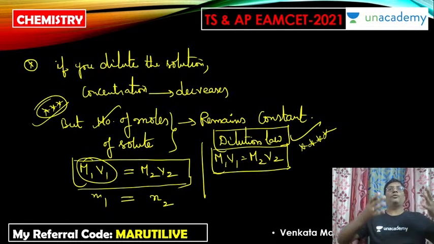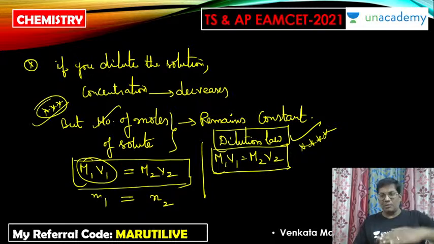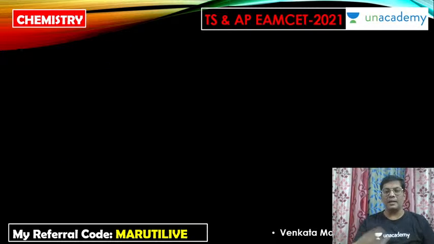That means suppose you take some solution and add some quantity of water, what will happen to the concentration? You know very well, the concentration will decrease. There is no doubt. The concentration only will decrease, but the number of moles of solute will remain constant. That's why I can write M1 V1 is equal to M2 V2. This is called the dilution law.